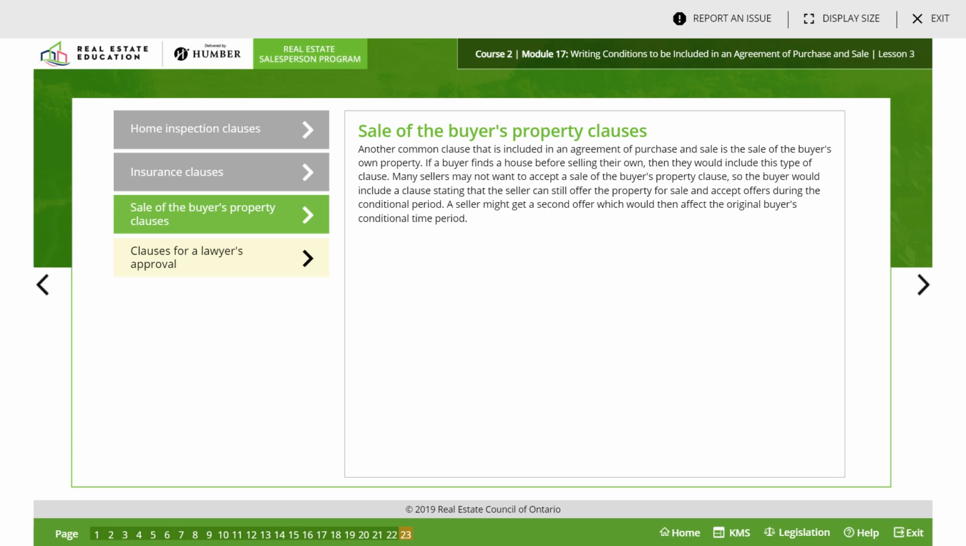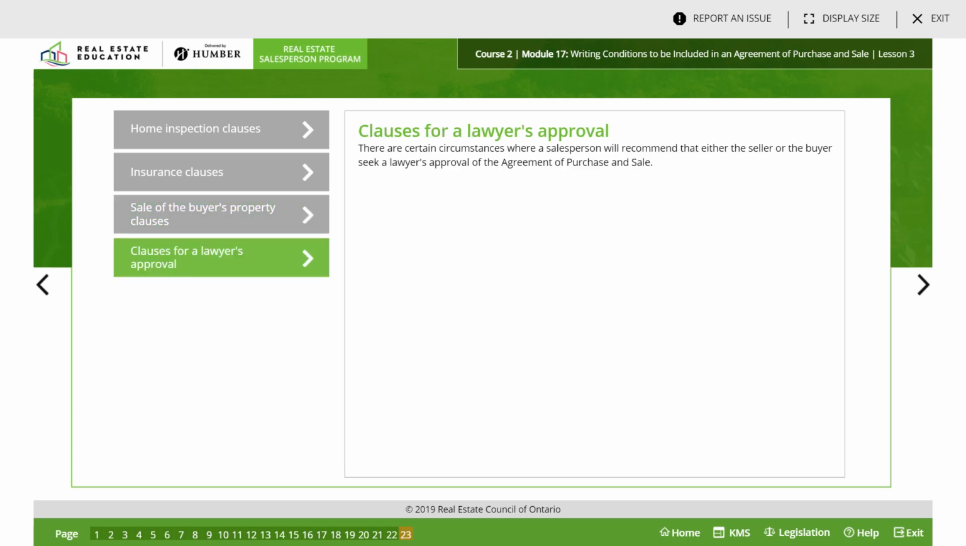Sale of the buyer's property clauses. Another common clause that is included in an agreement of purchase and sale is the sale of the buyer's own property. If a buyer finds a house before selling their own, they would include this type of clause. Many sellers may not want to accept a sale of a buyer's property clause, so the buyer would include a clause stating that the seller can still offer the property for sale and accept offers during the conditional period. A seller might get a second offer, which would then affect the original buyer's conditional time period.